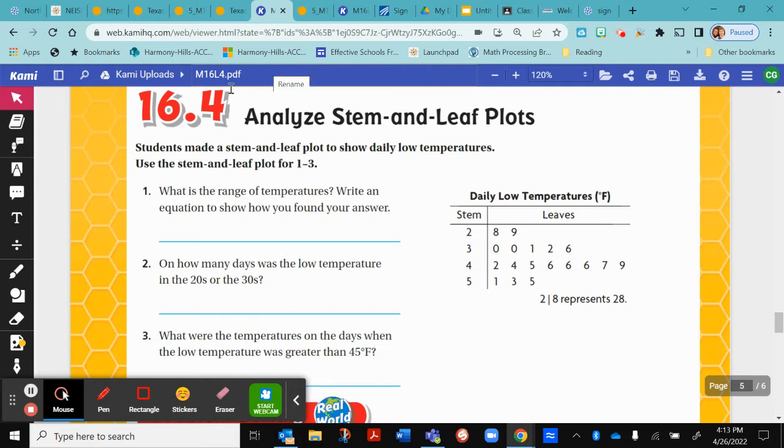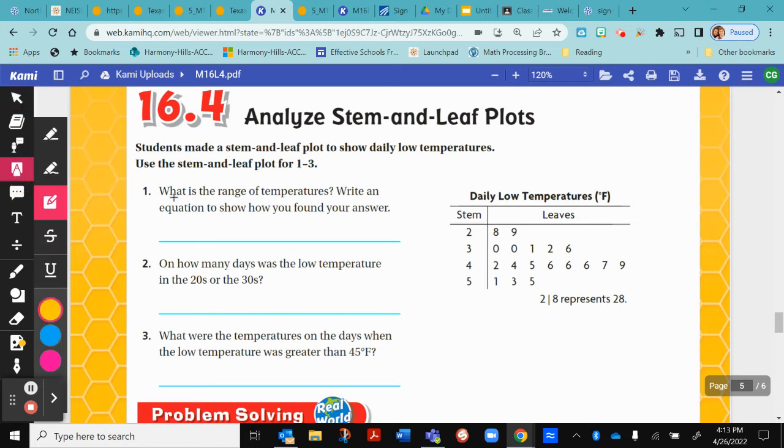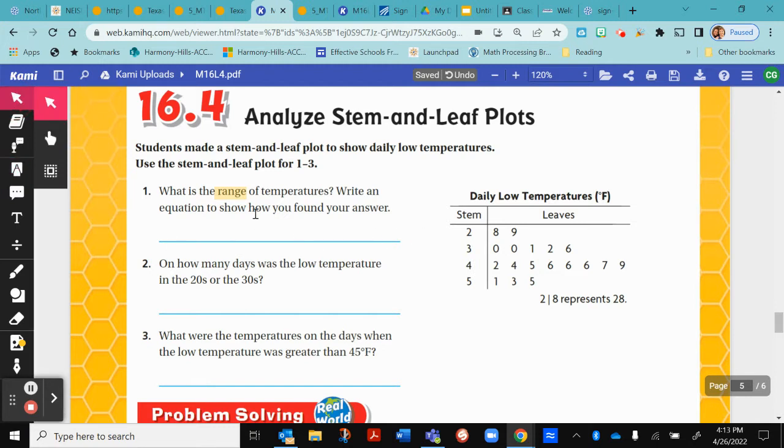So we did 1, 2, and 3 in class, so I'm going to quickly go through here. Anytime you need to pause it, just go ahead and do so. Number one, what is the range of temperatures? So remember that range means that we're going to take the largest, the greatest number, and subtract it from the lowest number.